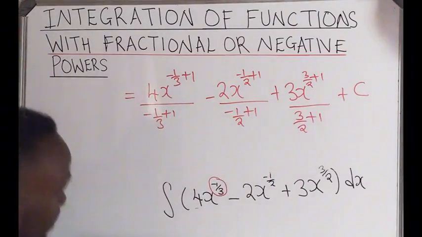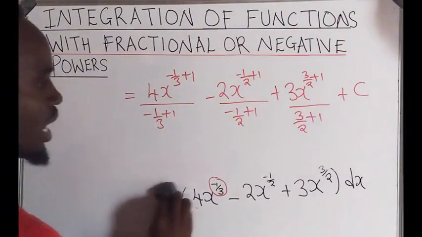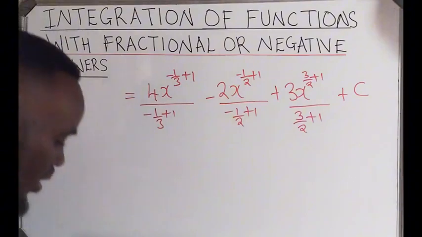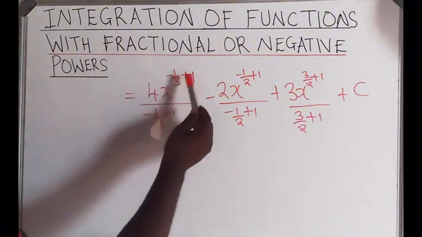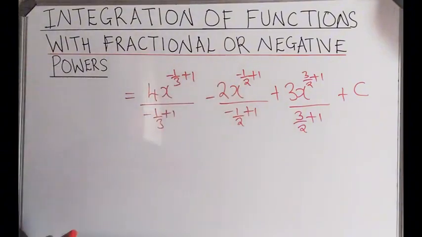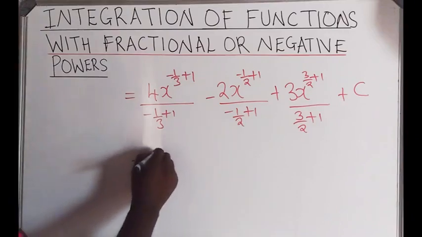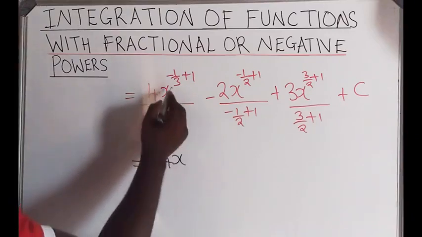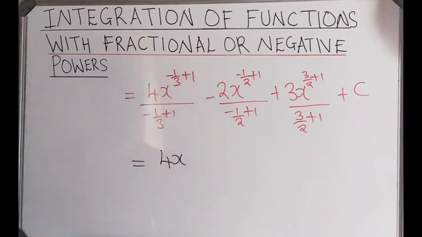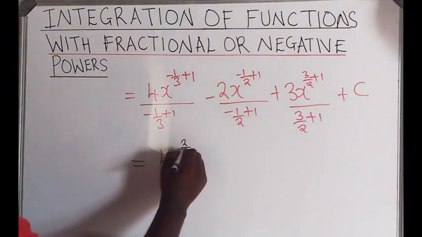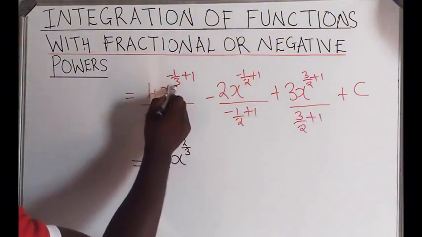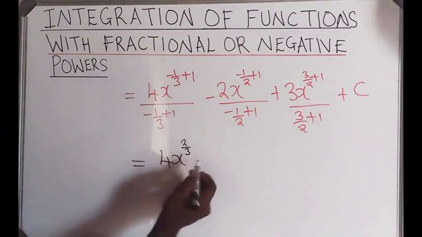Now from there, what will be our next step? Our next step is just to work out the powers, okay? So what we'll do is we'll say equal to 4x. So negative 1 over 3 plus 1, okay? Negative 1 over 3 plus 1, we are going to get 2 over 3. When you add negative 1 over 3 plus 1, you get 2 over 3.